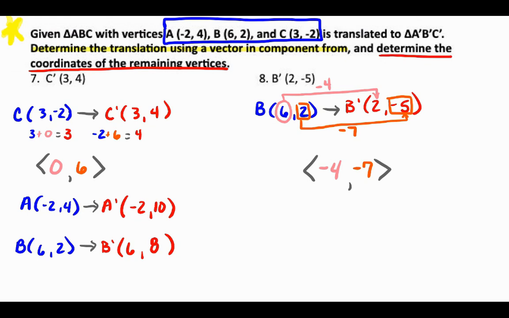So now I go through and I do that for A and C. So for point A, I'm going to do -2 minus 4 to get -6, and 4 minus 7 to get -3. For point C, to get C prime, it's going to be 3 minus 4 to get -1, and -2 minus 7 to get -9.